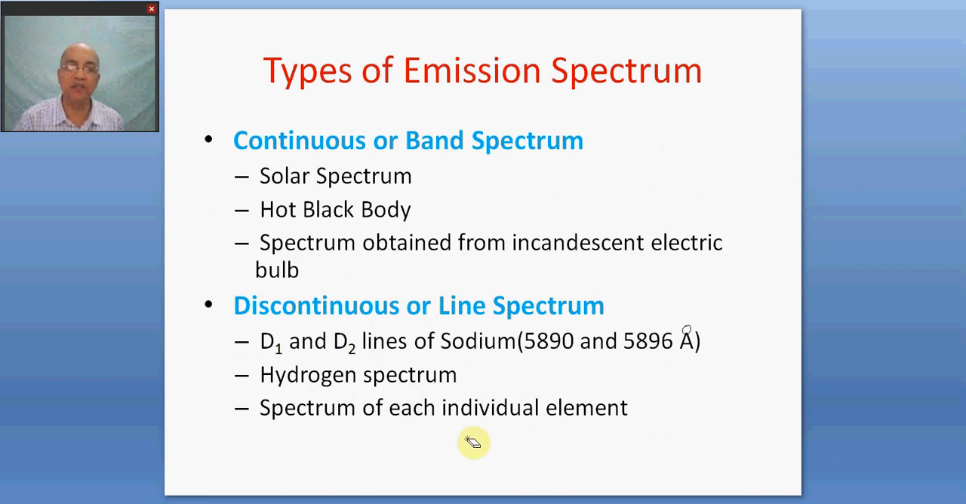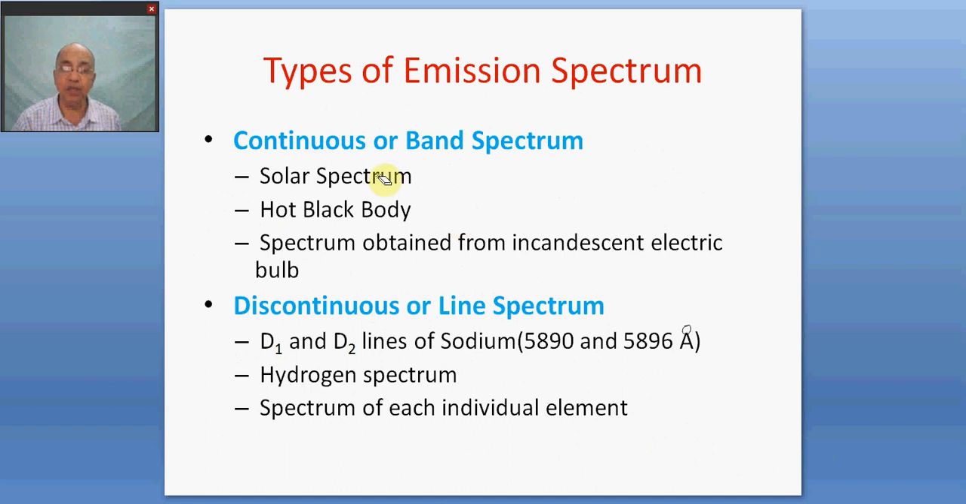Similarly, every element produces a unique and distinct emission spectrum. When it is heated or energized, it produces light, and when we analyze that light, you find the spectrum on a screen or in a photographic plate. You find they are all individually distinct. They don't match with any other element's spectrum. So all the elements have a discontinuous or line spectrum.